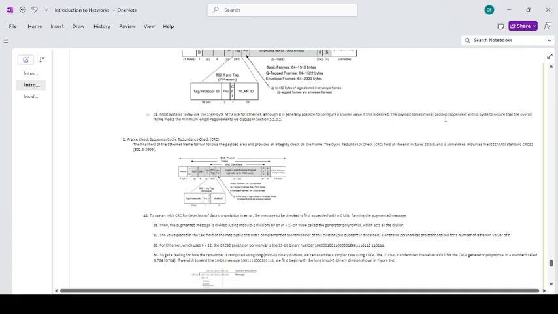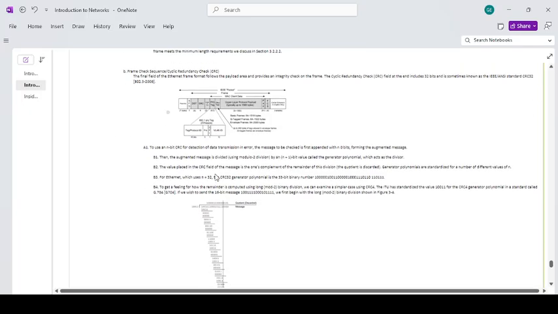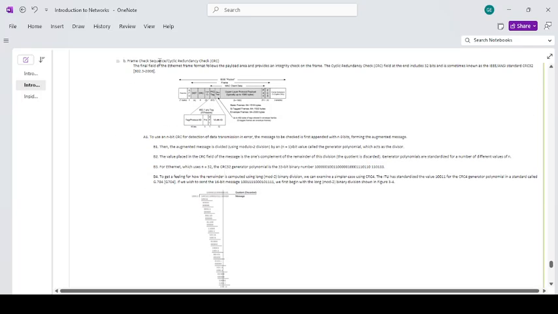The payload sometimes is appended with 0 bytes to ensure that the overall frame meets the minimum length requirements we discussed in section 3.2.2.2. So most systems have 1500. If it's lower than that, we append the 0s.